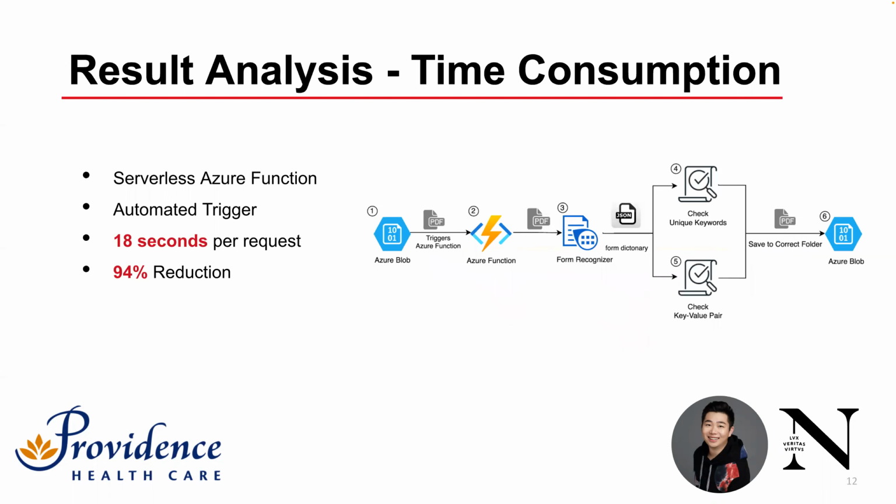Here is our proposed system architecture as shown in the diagram. The duration of storing incoming fax requests to Azure Blob service takes an average of 3 seconds per request. And the execution of each Azure function serverless invocation, including the text extraction using Azure Form Recognizer and saving forms to dedicated containers, takes an average of 15 seconds, which is step 3 to step 6 in the diagram. In comparison, we can see that the total time consumption is greatly reduced by 94%, from 5 minutes per request to 18 seconds per request.